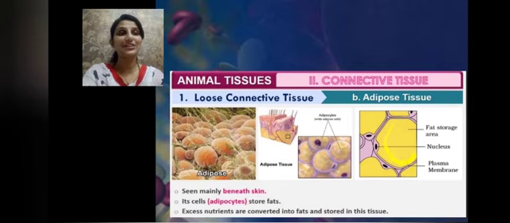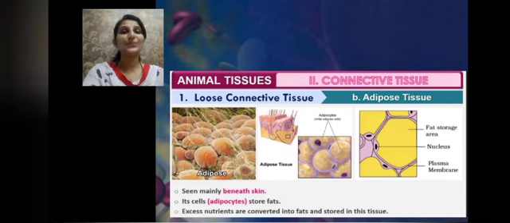We can see the fat storage area inside the cells, and these excess nutrients are converted into fats and stored in the tissues, and it acts as an insulator beneath the skin. So two types of loose connective tissues are the adipose tissue and areolar tissue. And loose connective tissues have the matrix in which the fibers and cells are loosely arranged.